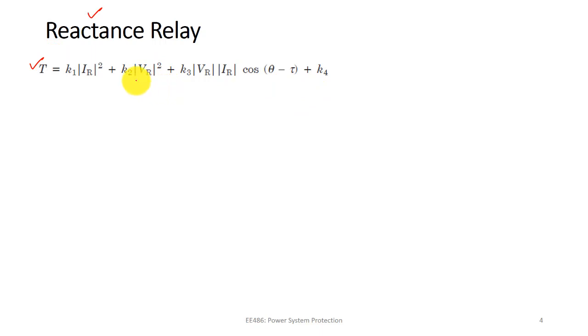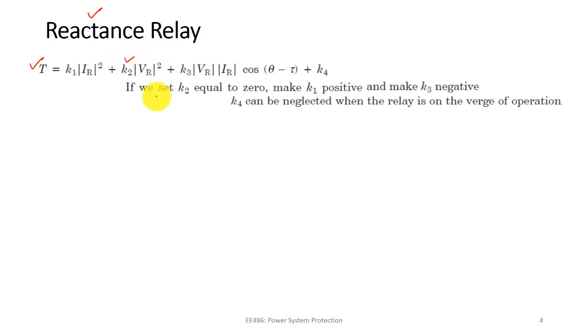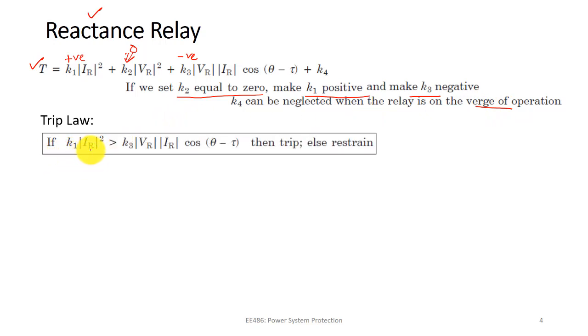Now in this case we'll take some assumptions. We'll consider K2 as 0, make K1 positive and K3 negative. And we know that K4 is neglected when the relay is on the verge of operation. So the trip law is: if K1 IR square is greater than K3 VR IR cos of theta minus tau. At the verge of operation, it will be K1 IR square equal to K3 VR IR cos of theta minus tau.